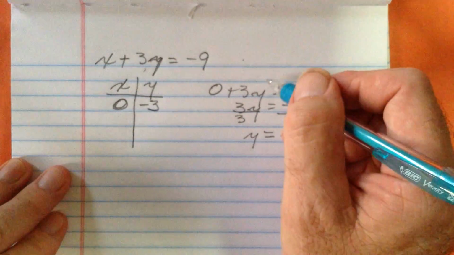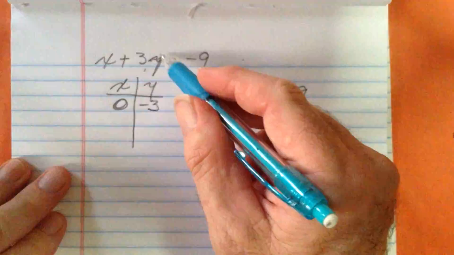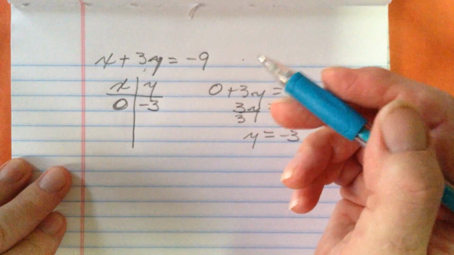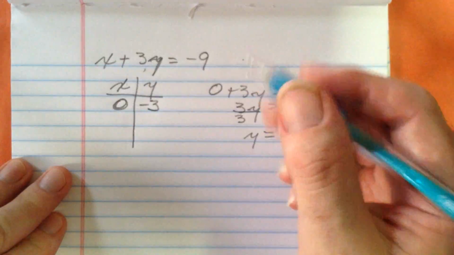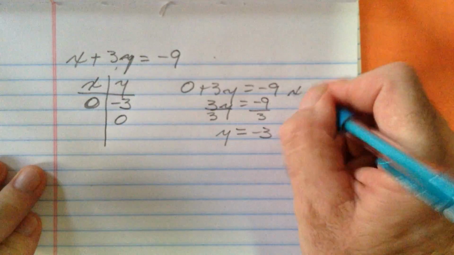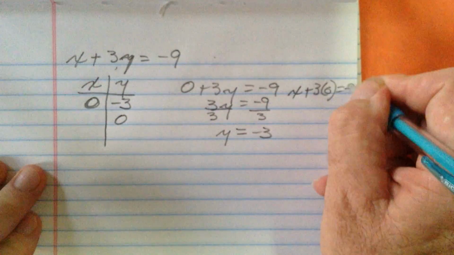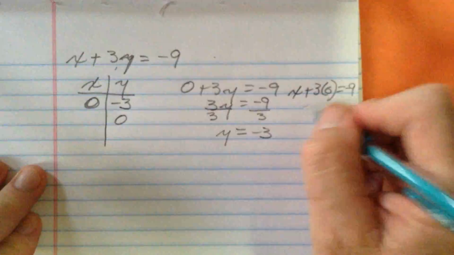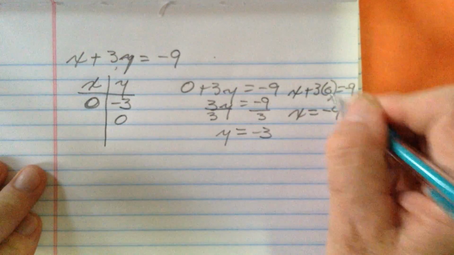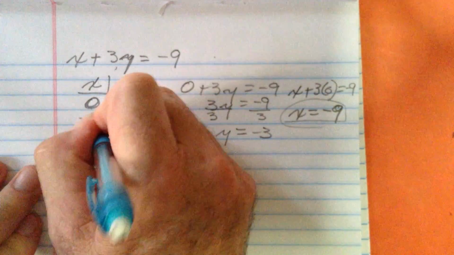All right, well, let's see. What else can I put in? Let's say I make y 0. What will that do? Let's try that. x plus 3 times 0 equals -9. Well, 3 times 0 is 0, so x equals -9. So that's easy, -9.